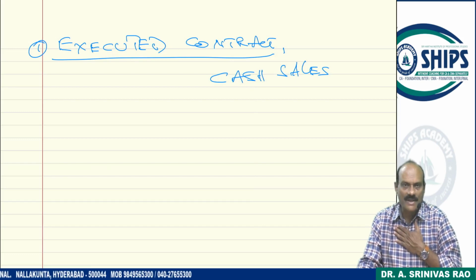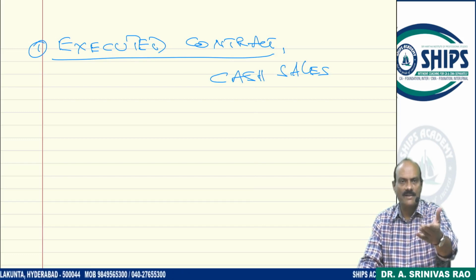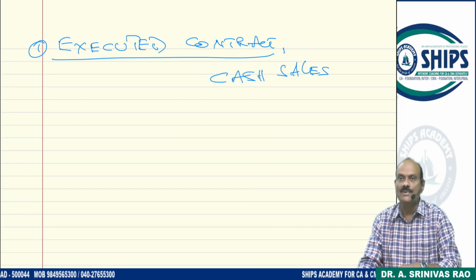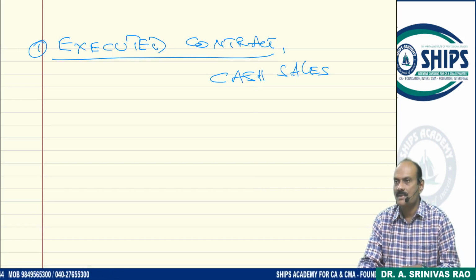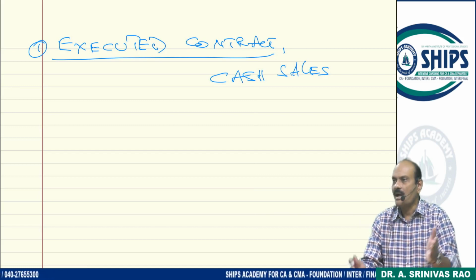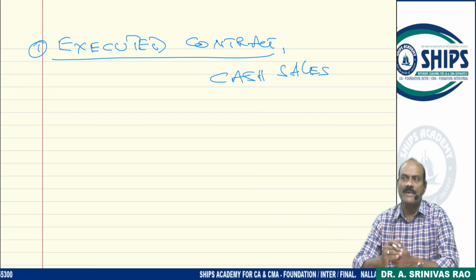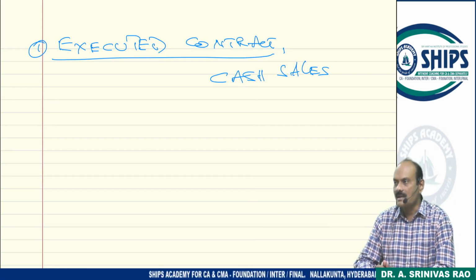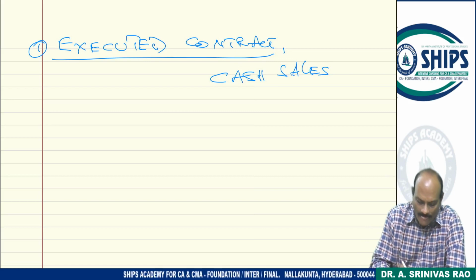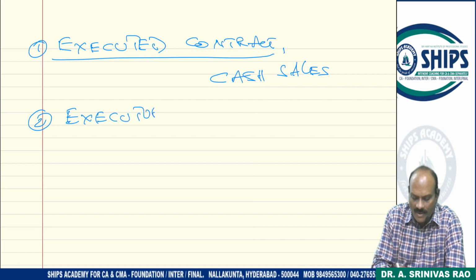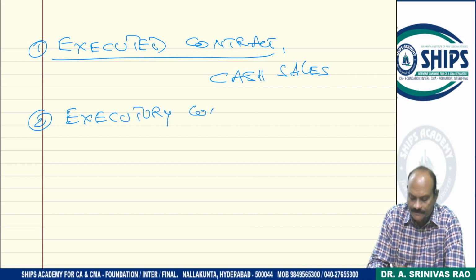Cash sales. What is the buyer's obligation? To pay money. I have paid the money. What is the seller's obligation? To give delivery of the goods. He has delivered the goods. Means the seller delivered the goods, the buyer has paid the money. The contract between both of them is automatically called executed. Executed means completed. Right? Second, executory contract.